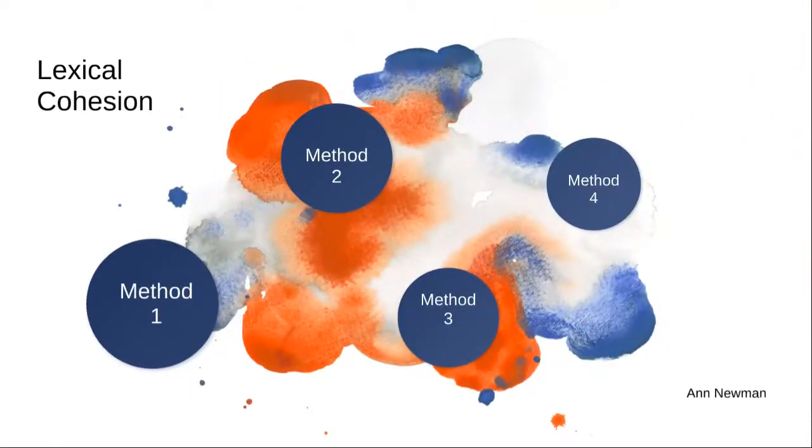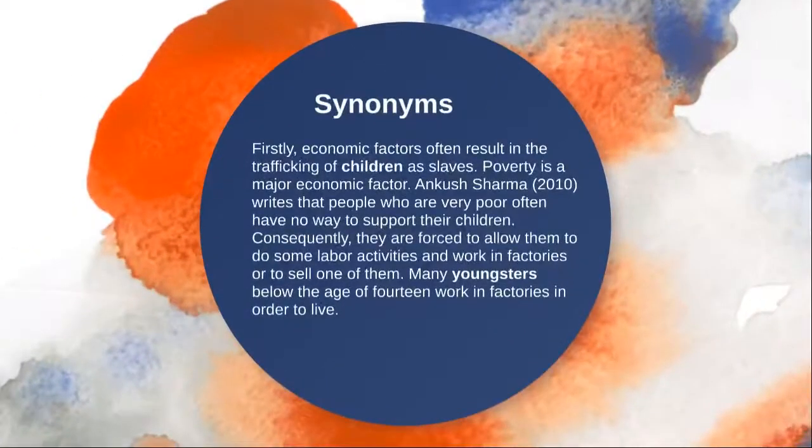Okay, our second method is using a synonym. Firstly, economic factors often result in the trafficking of children as slaves. Poverty is a major economic factor.